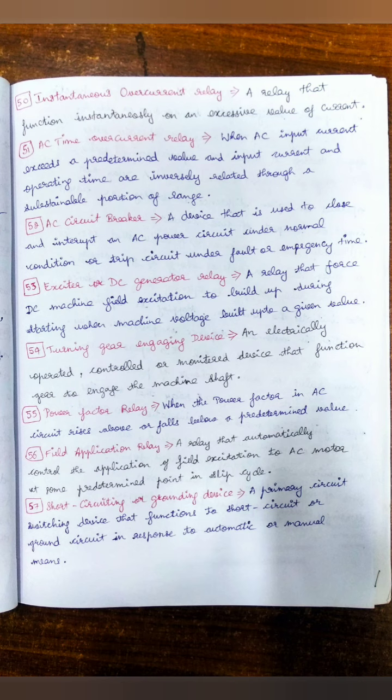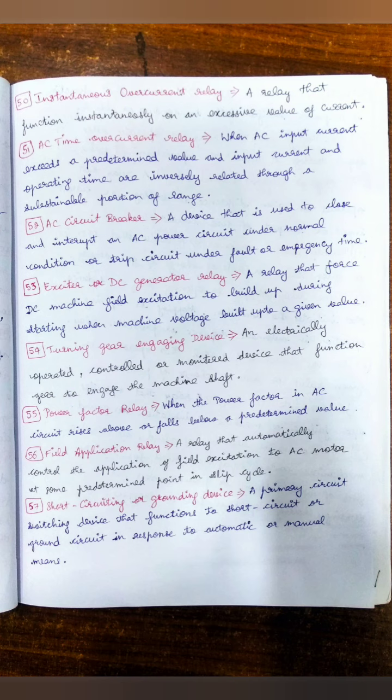Next 51, AC time overcurrent relay. When an AC input current exceeds a predefined value, the input current and operating time are inversely related to the portion of range. Next 52, AC circuit breaker. Normally the breaker which we are using in the switchyard or switchgear will be mentioned as 52. Next 53, exciter or DC generator relay.